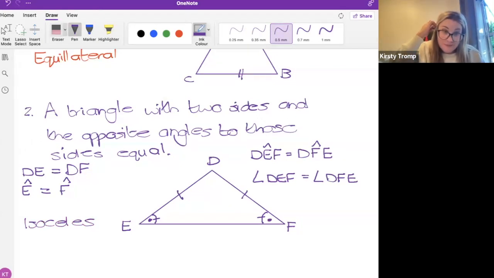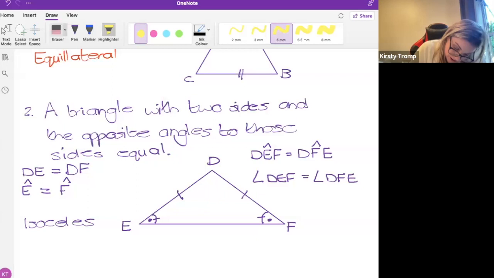All right. Okay, so somebody's asking, how are the angles equal? So in an isosceles triangle, the angles that are opposite the equal sides, so you can see that this angle is opposite to this equal side, and this angle is opposite to this equal side, and those angles are always going to be equal. That's the rule of an isosceles triangle.